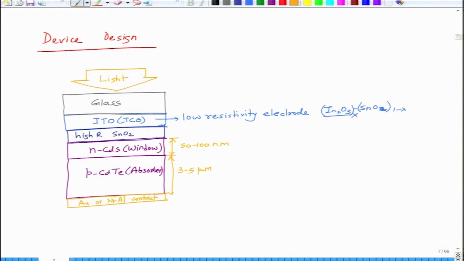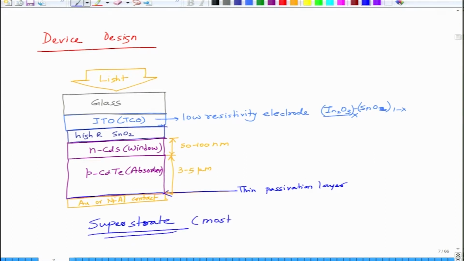And in between you can also introduce a passivation layer. So at this point one can have a thin passivation layer inserted. Mostly this is a superstrate configuration because the light comes from the substrate side, and these are the most common ones. You can also use substrate configurations, but these are the most commonly used configurations for these solar cells.